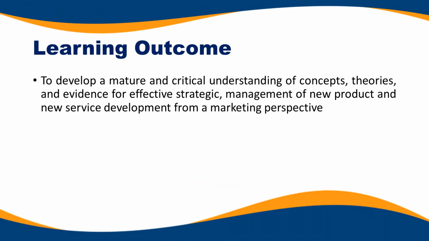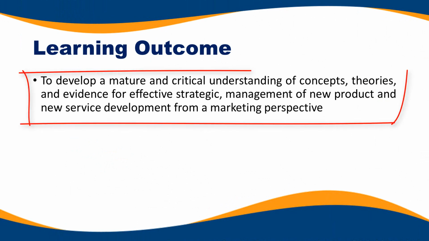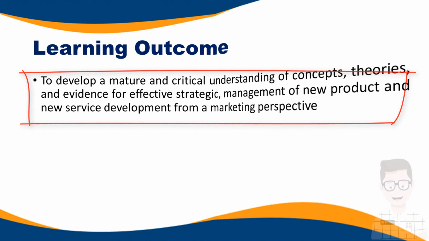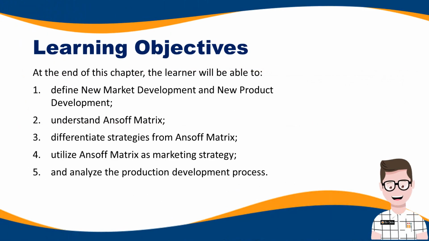For our learning outcome, this is to develop a mature and critical understanding of concepts, theories, and evidence for effective strategic management of new product and new service development from a marketing perspective. Learning objectives: at the end of this chapter, the learner will be able to define new market development and new product development, understand the Ansoff Matrix, differentiate strategies from the Ansoff Matrix, utilize the Ansoff Matrix as a marketing strategy, and analyze the product development process.